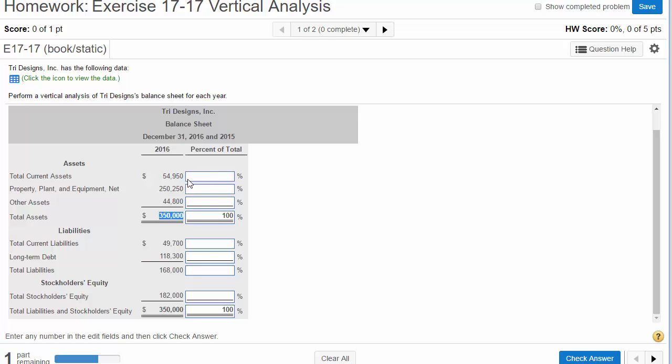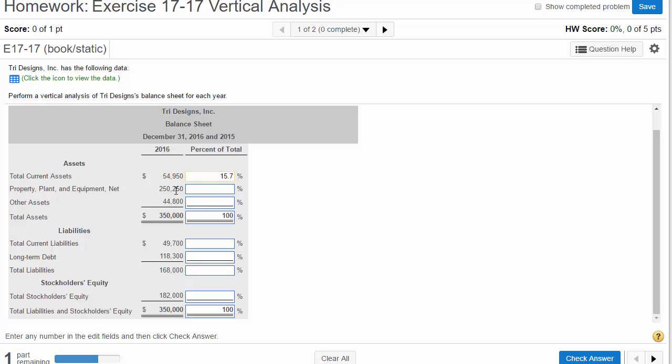To calculate this percent, we're going to take 54,950 and divide by 350,000, then multiply by 100 to convert it to a percentage, and then round to one decimal. Before we round, I think we actually get exactly 15.7 on this one. So what this means is that, of the total assets, total current assets makes up 15.7%.